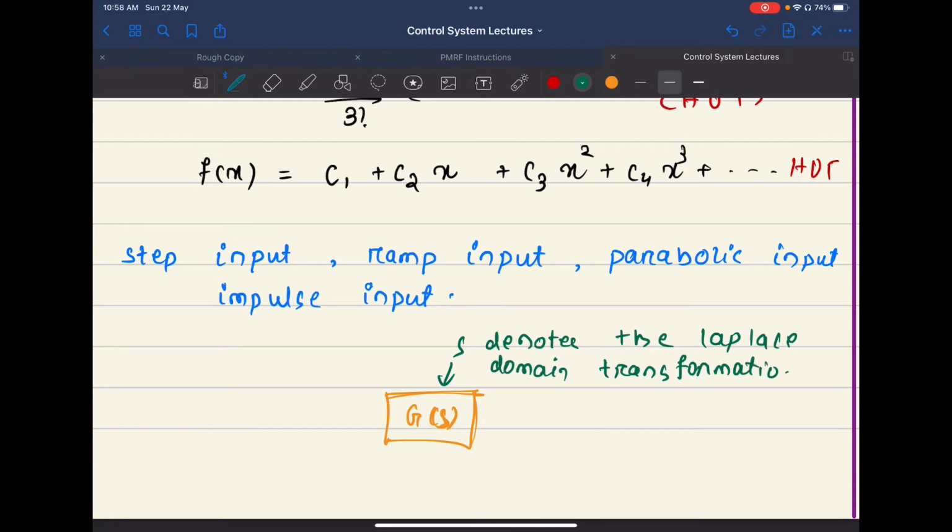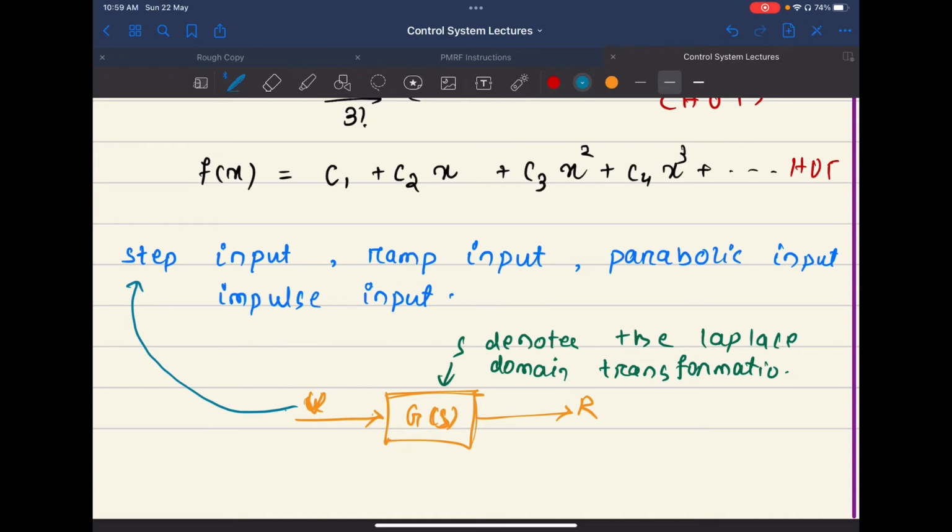So I will explain why Laplace is important and all. Okay, coming back to our question, here we give some control input u, and we get some response r. Mostly you will find this u is either a step, ramp, parabolic, or impulse input.